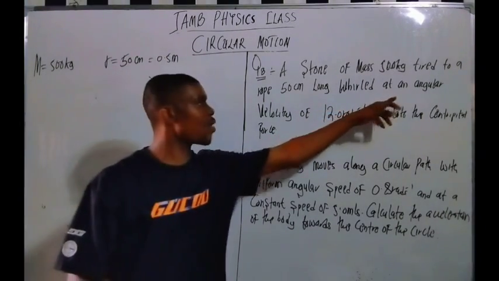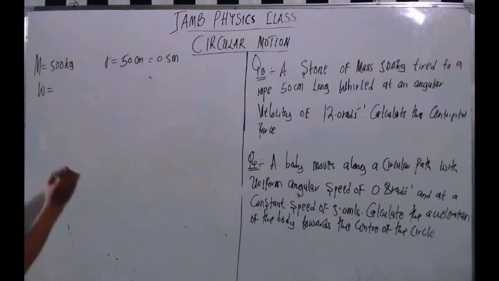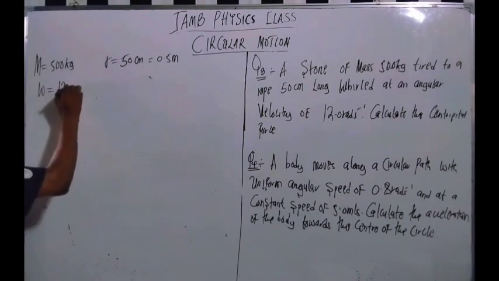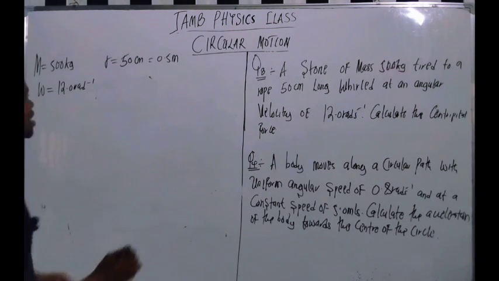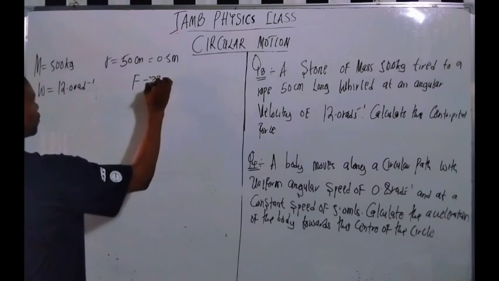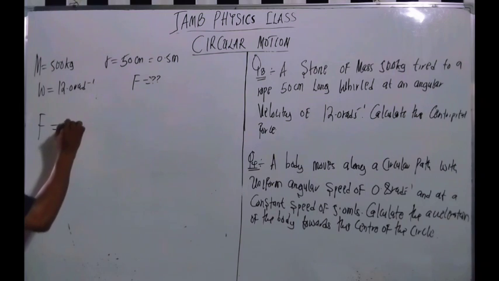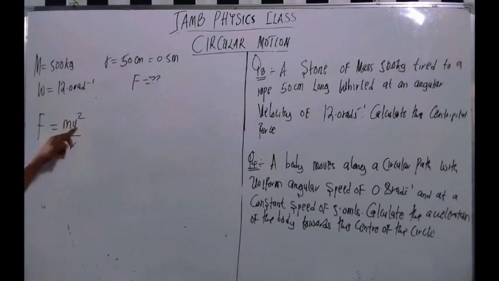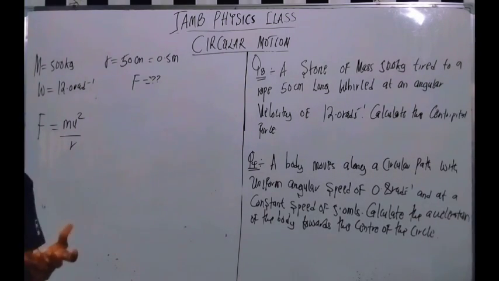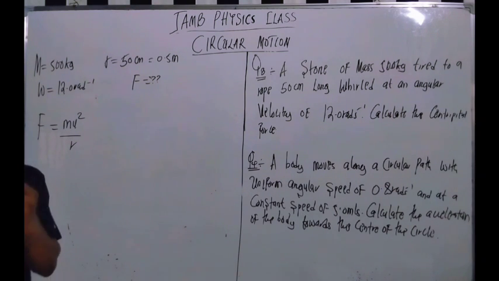They gave us the angular velocity, which is w, 12.0 rad per second, right? Now, what is the centripetal force? Remember, centripetal force F equals mv squared over r, right? Now, I don't know my velocity. This v is called linear velocity, while w is called angular velocity. So there's a relation between linear velocity and angular velocity. This is what you want to know here.